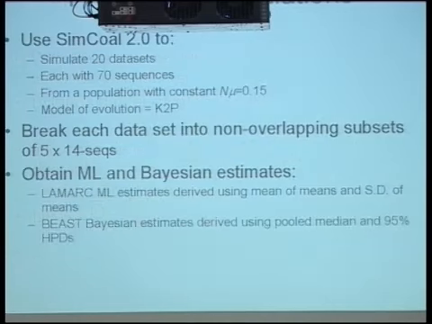How does it perform? So I did some simulations, or rather my programmer did some simulations. Using SimCore, we did 20 data sets with 70 sequences, population with a constant N mu, K2P model of evolution, very preliminary stuff. For each data set, we broke it up into non-overlapping subsets of 14 sequences. We obtained the maximum likelihood and Bayesian estimates using Lamarck, with mean of means and standard deviation of means, and using BEAST, Bayesian estimates using pooled median and pooled 95% highest posterior densities.